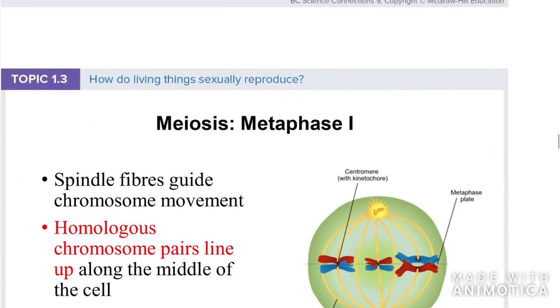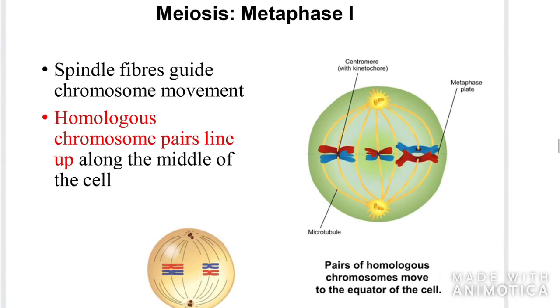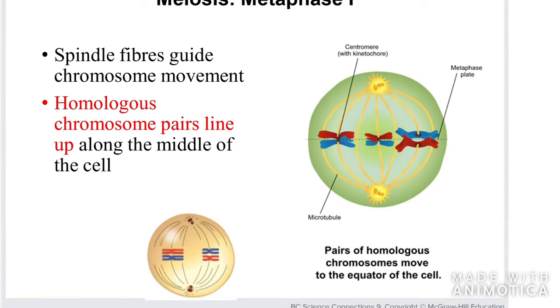So once we pass through our prophase, we're going to go into metaphase. Metaphase, the spindle fibers guide the movement just like before. The homologous chromosomes pair up in the middle. So instead, in mitosis, we had one single file line. In metaphase 1, in meiosis 1, we actually have pairs that line up in the middle.